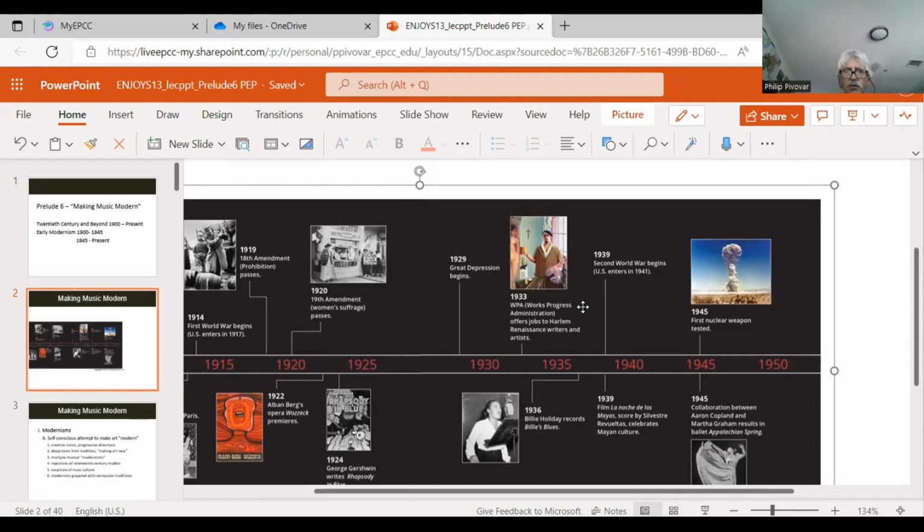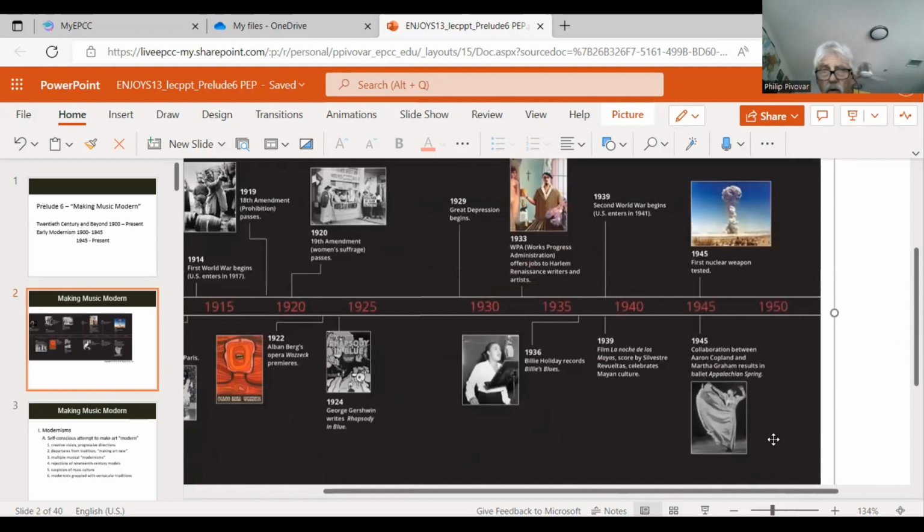1939, Second World War begins. 1945, first nuclear weapon tested. And I think there were four places where the nuclear bomb was dropped. Nagasaki, Hiroshima, Bikini Island, and the fourth place, you know, Alamogordo. So 1945, collaboration between Aaron Copland and Martha Graham results in a ballet called Appalachian Spring, and we will sample that music in that ballet. Okay, let's move on.